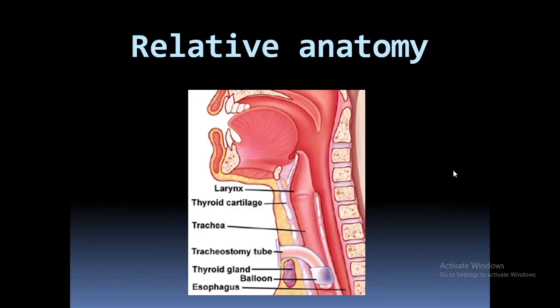You can see in this picture, this is the larynx, in front is the thyroid cartilage, below is the trachea, and behind the trachea is the esophagus, and behind the esophagus is the cervical spine. This is the tracheostomy tube inserted into the trachea.